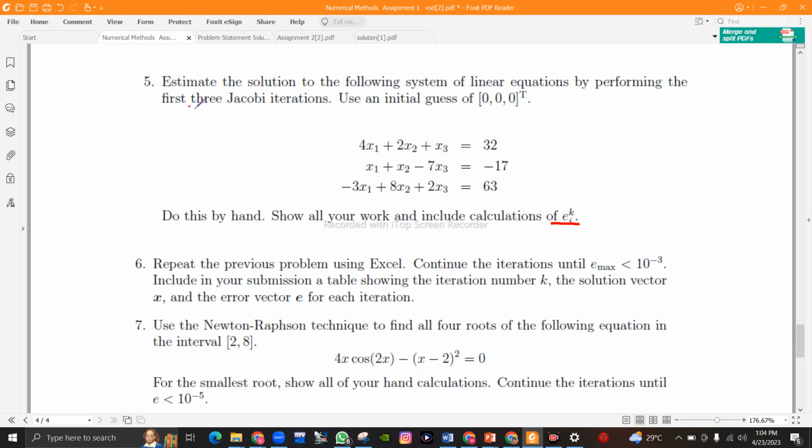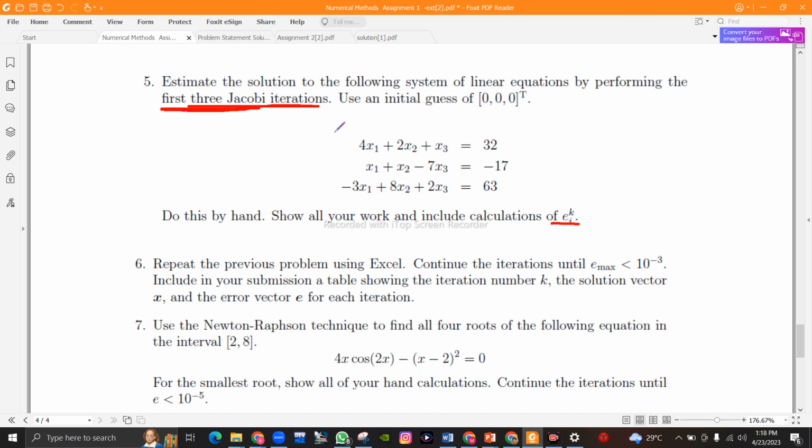We are asked to do 3 iterations. So don't forget 3 iterations, showing the error for them. So now we are going to do the first, the second, and the third. Now, this is the equation that we have: 4x1 plus 2x2 plus x3 equals 32. So we want to perform Jacobi iteration for just 3 iterations.